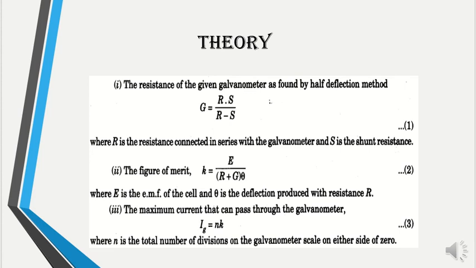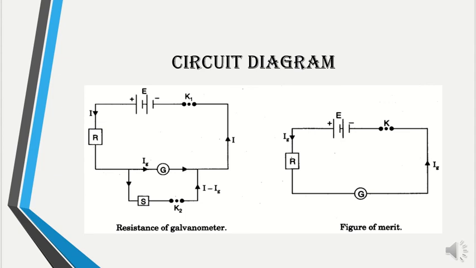But here only the internal resistance of the galvanometer and the figure of merit are required to be calculated. So this third point does not need to be calculated. For this experiment, the circuit diagram for the resistance of the galvanometer is like this: resistance, EMF or the battery, key 1, galvanometer, this is the shunt resistance, key 2. And for the figure of merit, resistance, battery, key, and galvanometer are connected.